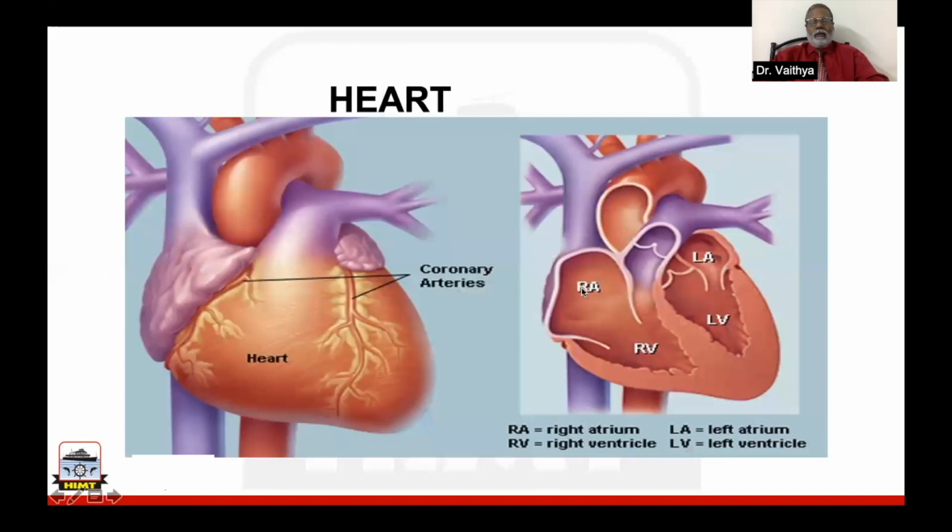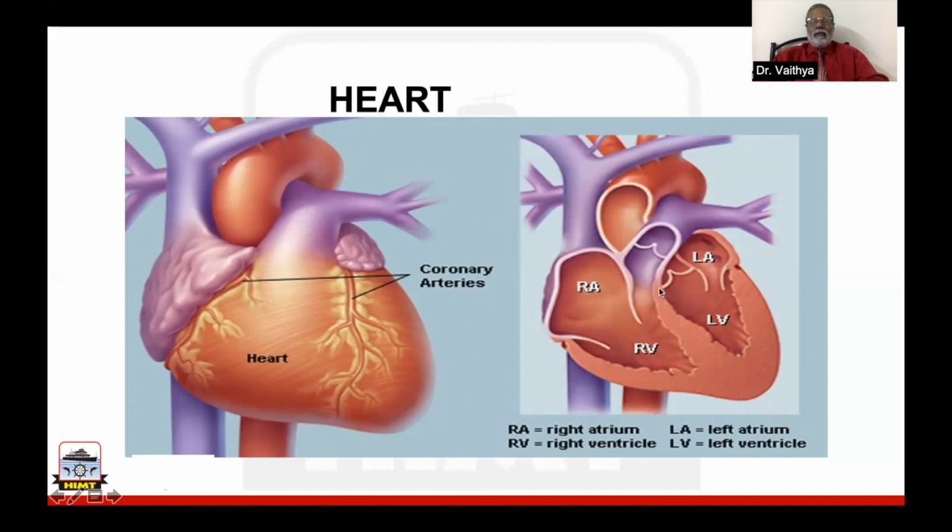Okay. RA means right atrium, LA means left atrium, the upper 2 chambers in the heart. RV means right ventricle, and LV is left ventricle, the lower 2 chambers in the heart. You can see one wall of partition inside the heart. So inside, the heart is divided into 2 portions, the right portion and the left portion.